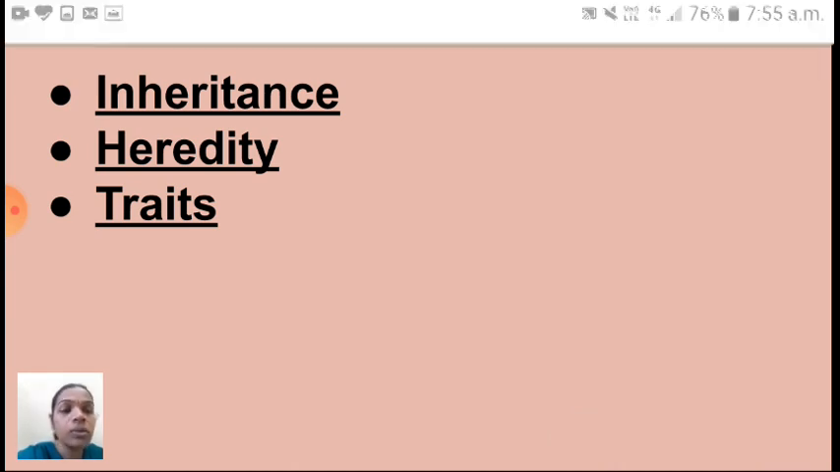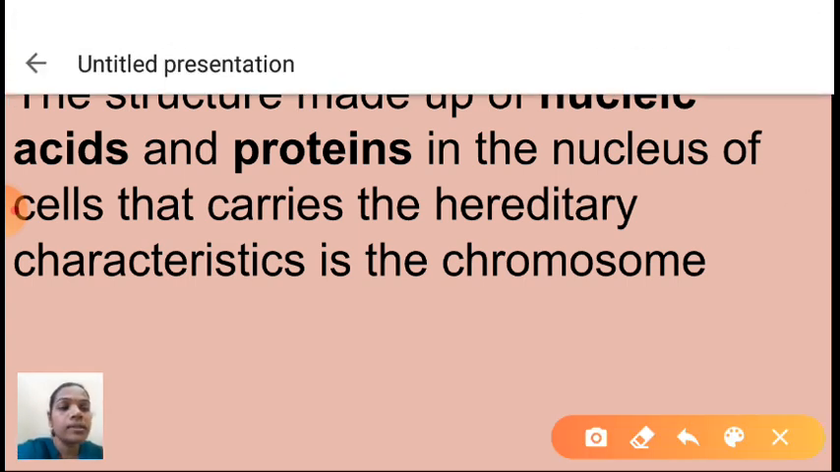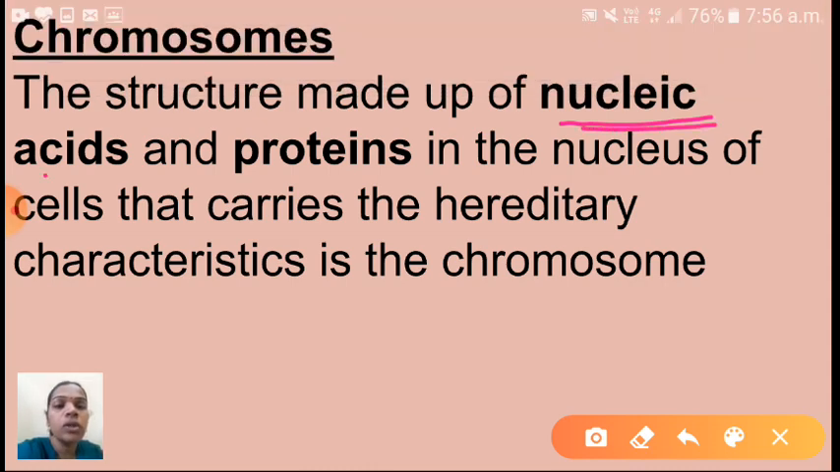So this session I am going to teach about chromosomes. What is meant by chromosomes, where it is present, what are the types of chromosomes, and what are the functions. We will discuss all these things. Okay children, chromosome is a structure made up of nucleic acids and proteins in the nucleus of cells that carries the hereditary characteristics. So chromosome means it is made up of nucleic acids and proteins.